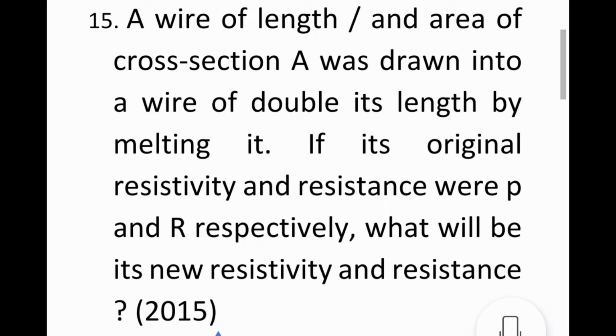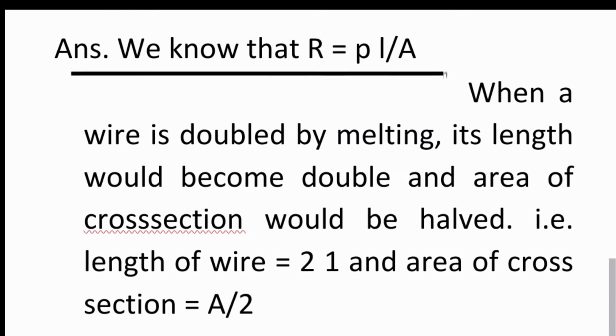The question is, a wire of length L and area of cross section A was drawn into a wire of double its length by melting it. If its original resistivity and resistance were rho and R respectively, what will be its new resistivity and resistance? Here we have a wire of length L and area of cross section A. Then what we are doing? We are melting it to make the length of the wire double of the original length. Then we have to find the new resistance and also the new resistivity of the wire.